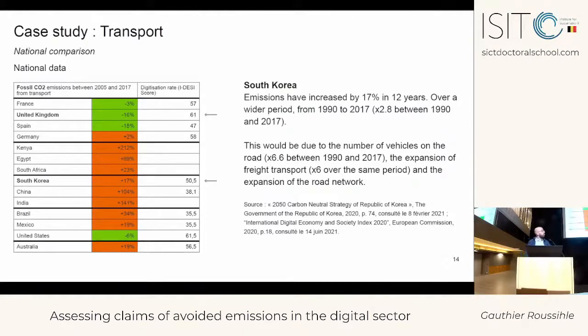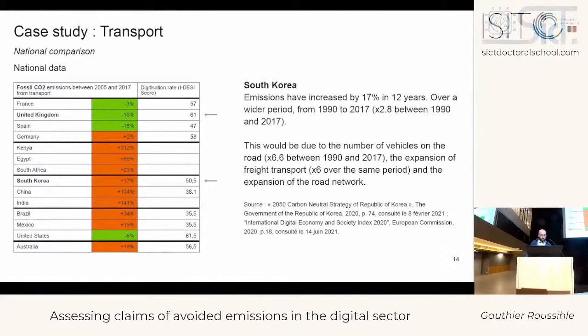And I tried to look at an indicator that can show the digitalization rate of a country, which is a very tricky index to be fair, but it has been made by the European Commission. It's called the International Digital Economy and Society Index. And I took this rating from that to compare if there is a correlation between the indicator and emissions in each country.